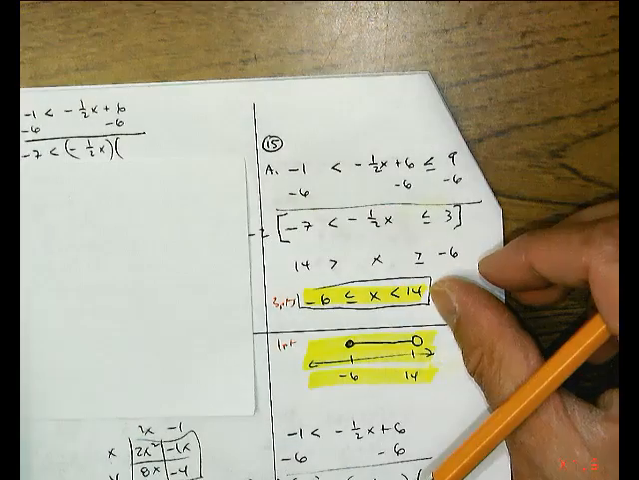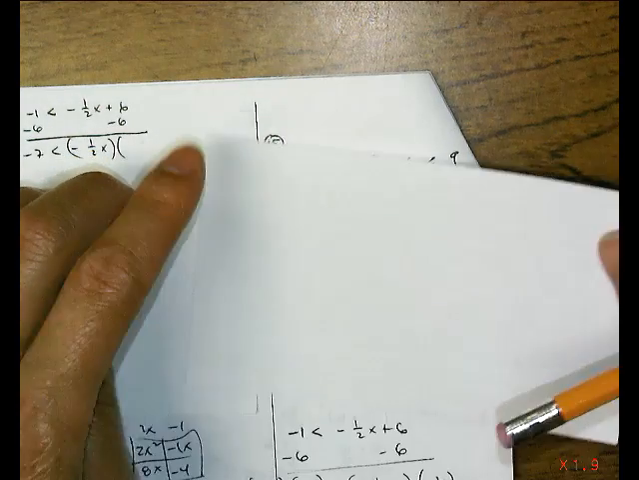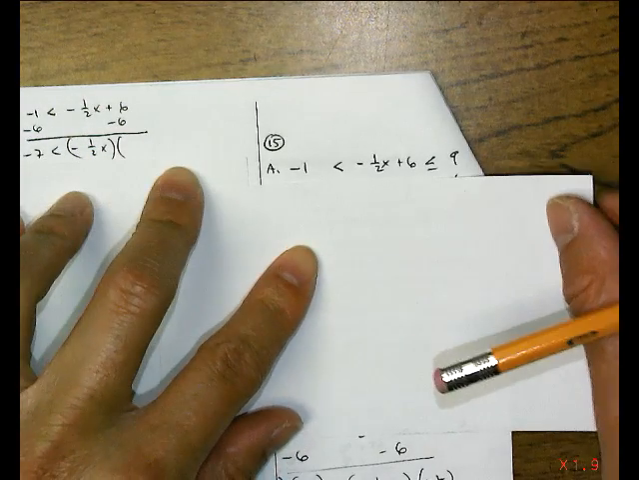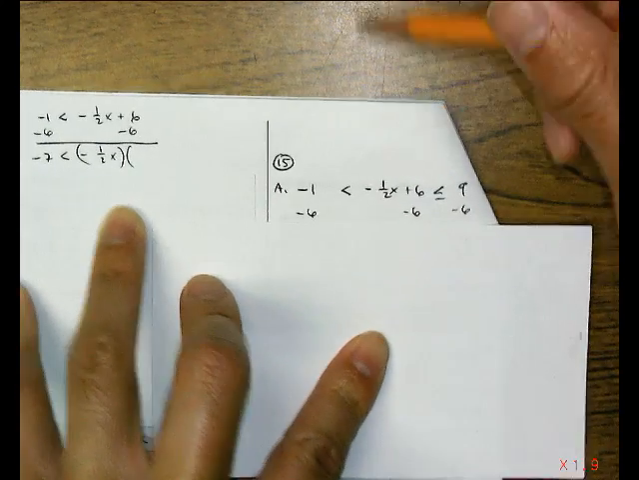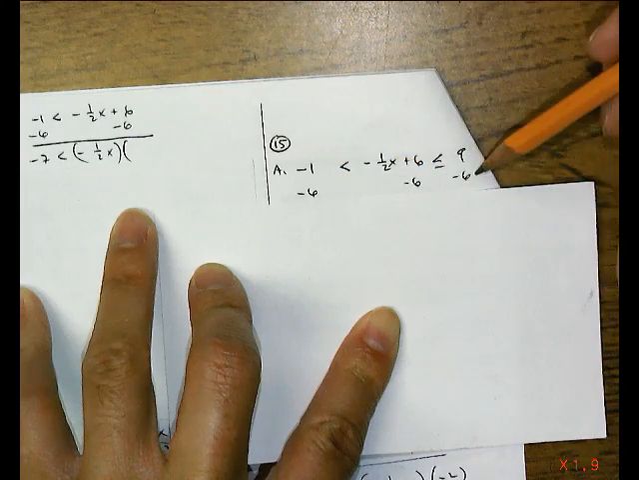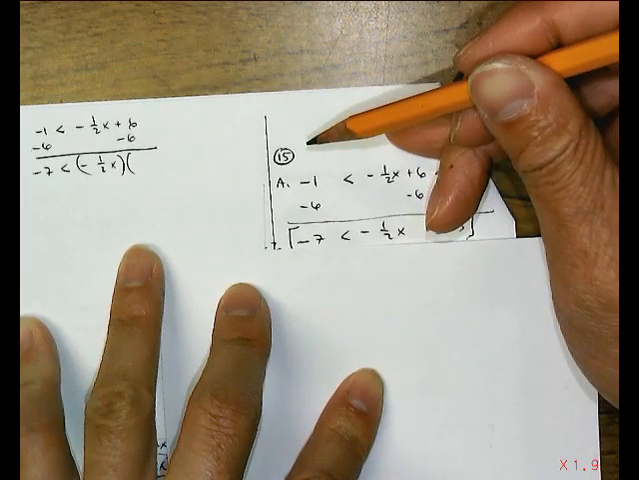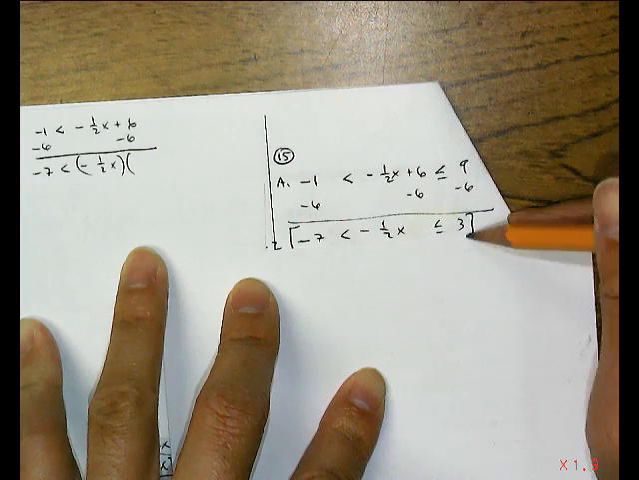You have here an inequality. So I'm going to show you one way of solving the inequality. You take your inequality here, and if you subtract 6, you have to subtract it from both of these columns. So you'll get negative 7, and then 9 minus 6 is 3.